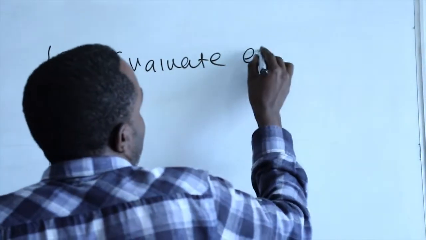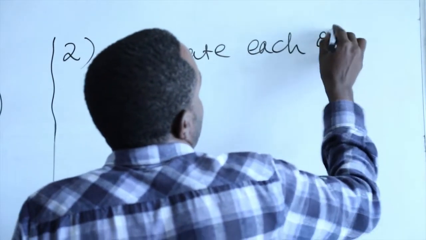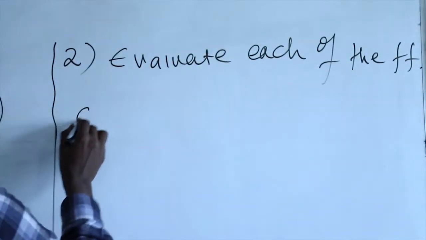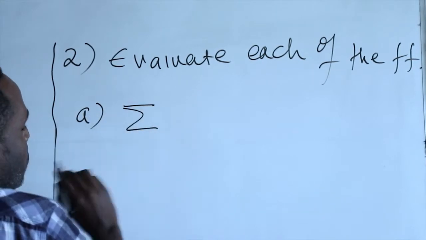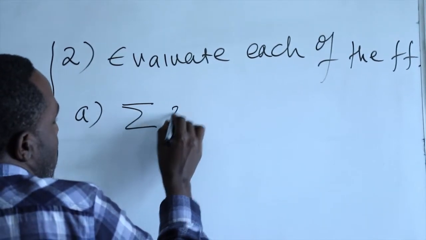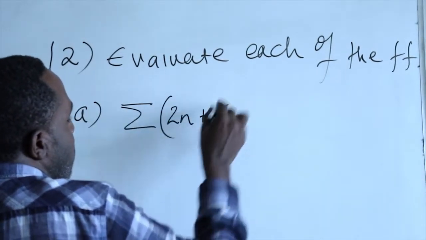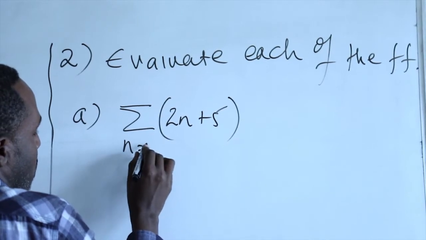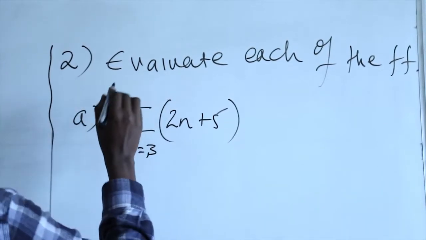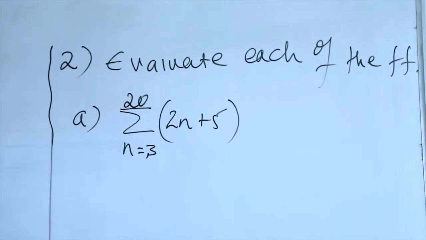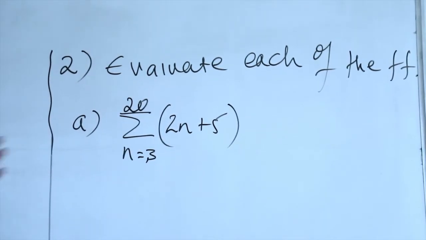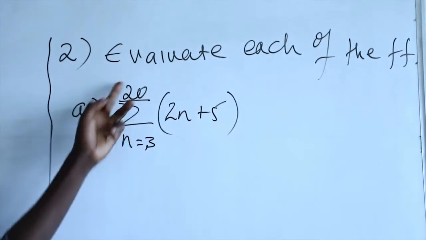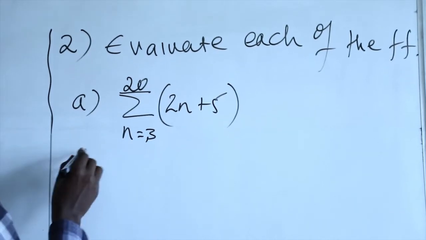Evaluate each of the following. Part A, for example, is the summation of 2n plus 5 where the value of n runs from 3 up to 20. From 3 up to 20. We can say like this: the summation of 2n plus 5 where n runs from 3 up to 20. Here, as a solution, we can observe.